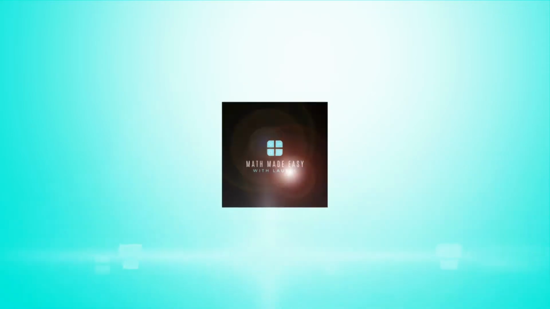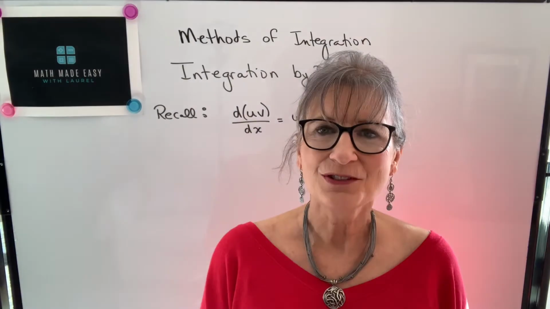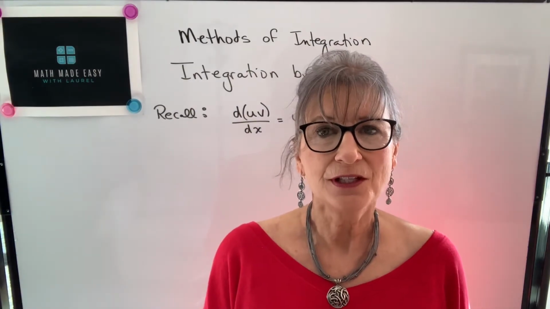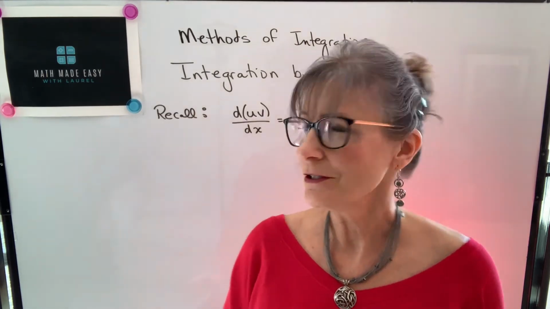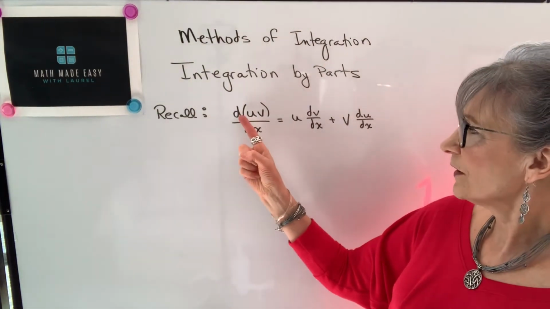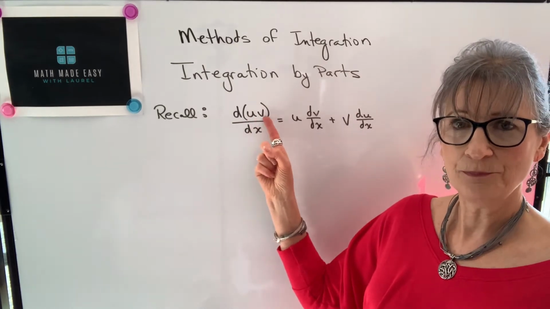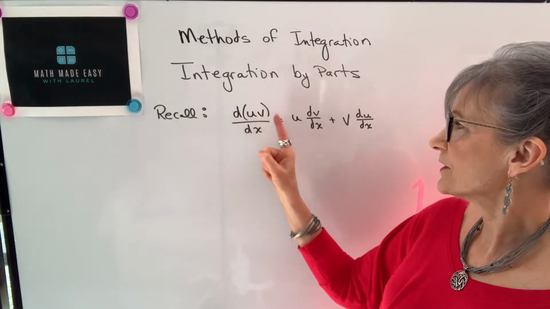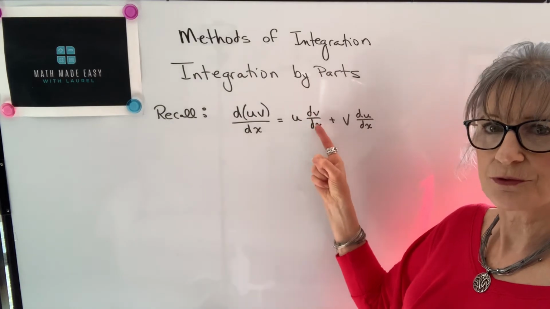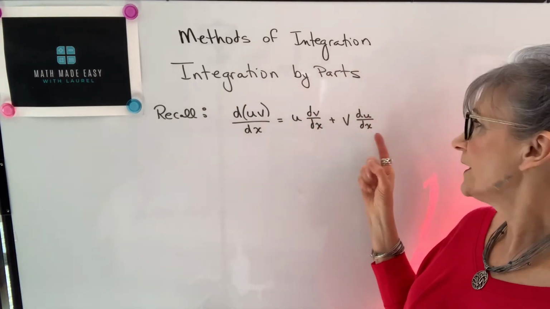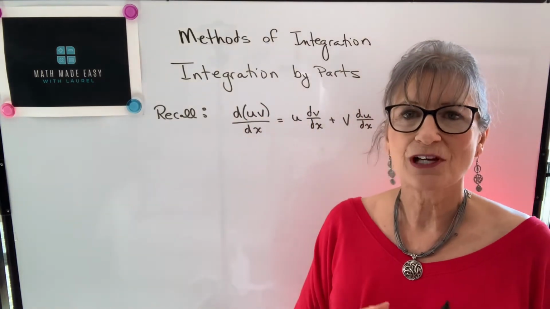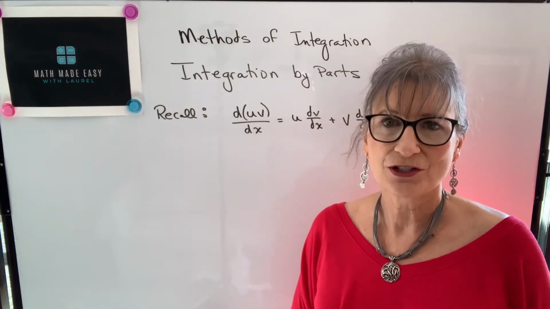So what I'd like to do is talk about the product rule of differentiating. It's something that we've talked about earlier, and we learned that if you have a product of functions, u and v, the derivative of that product will be equal to u times the derivative of v plus v times the derivative of u. What I would like to do is manipulate this to come up with the formula we're going to use for integration by parts.